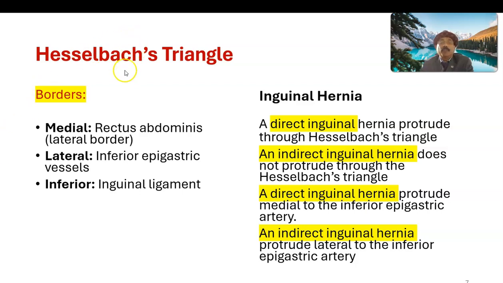So we have the boundary of Hesselbach's triangle. You have to know some facts. Direct inguinal hernia protrudes through Hesselbach's triangle, which is bounded by the rectus abdominis, inferior epigastric artery, and inguinal ligament. Indirect inguinal hernia does not protrude through Hesselbach's triangle. A direct inguinal hernia protrudes medial to the inferior epigastric artery. Indirect inguinal hernia protrudes lateral to the inferior epigastric artery.